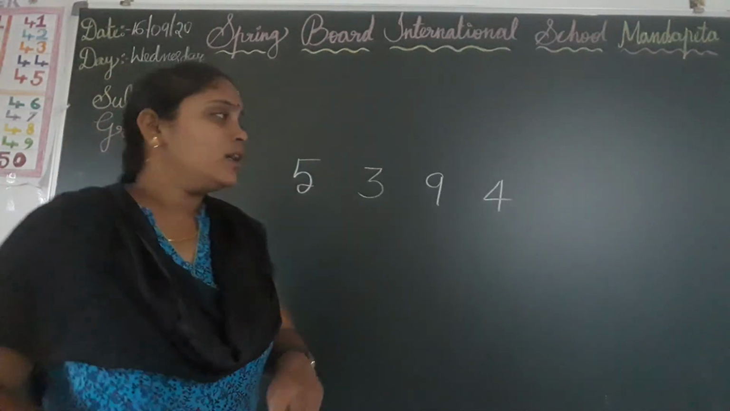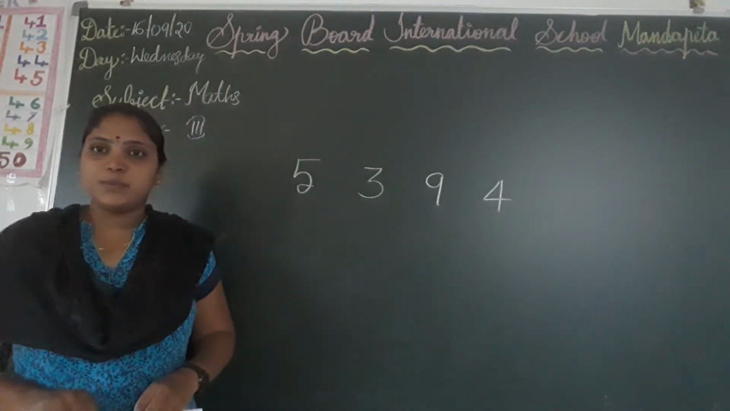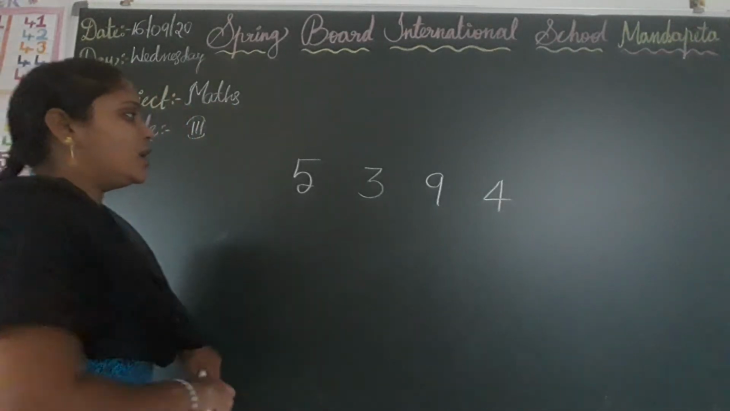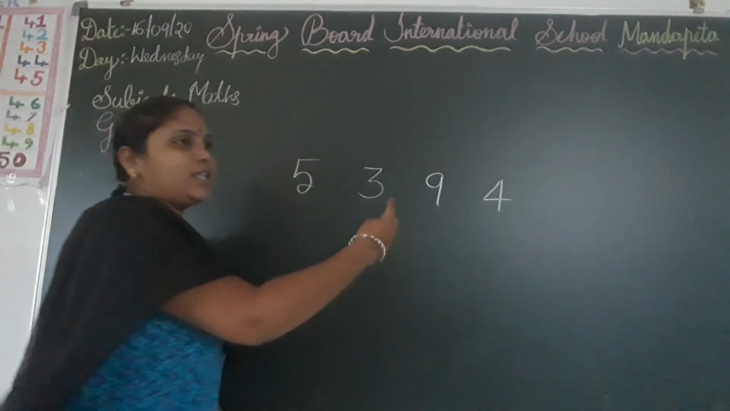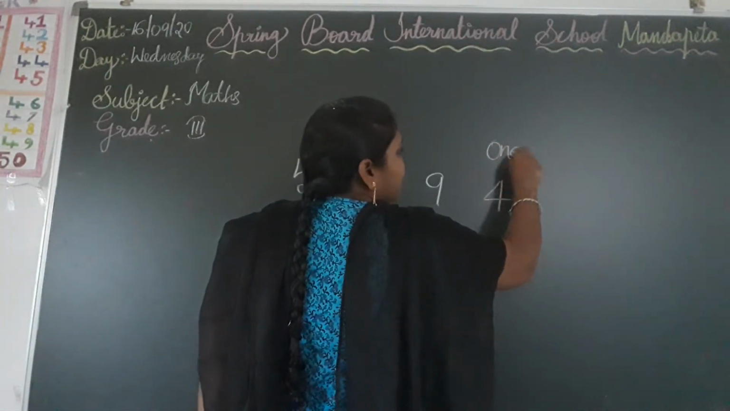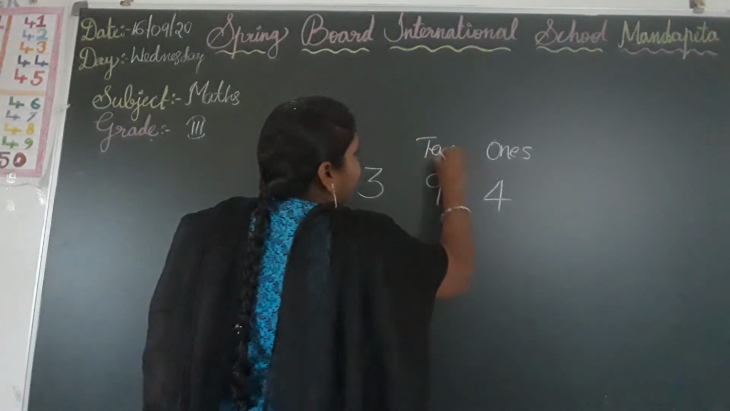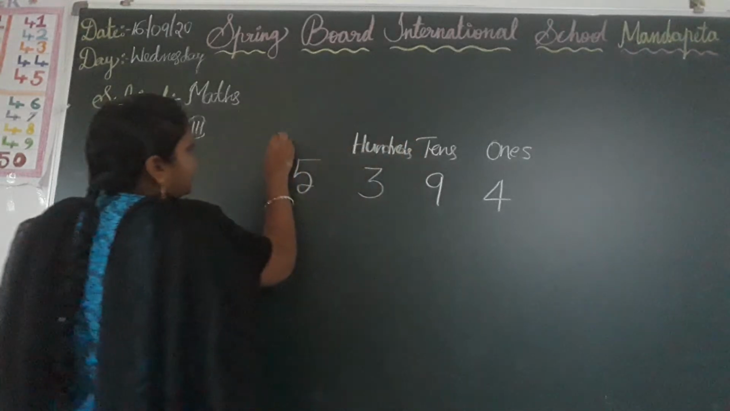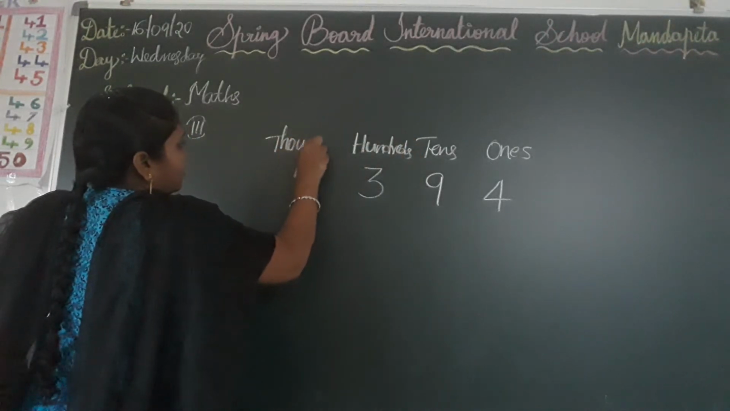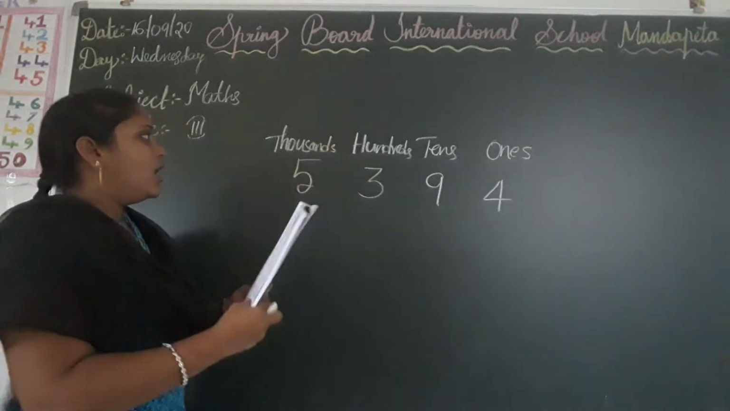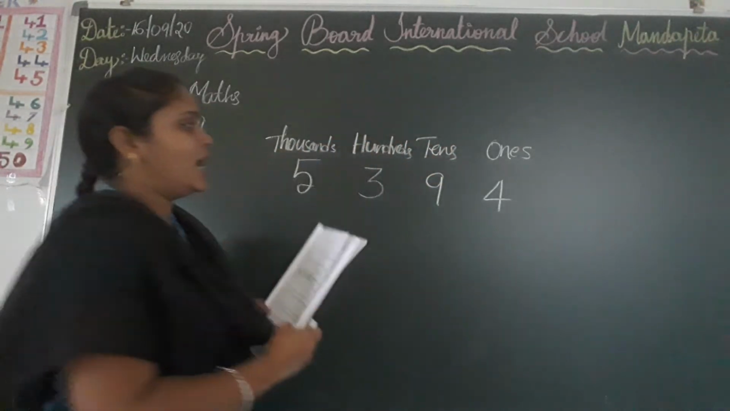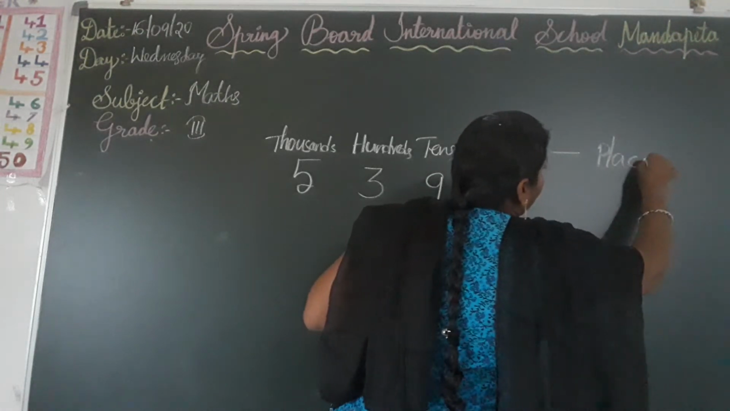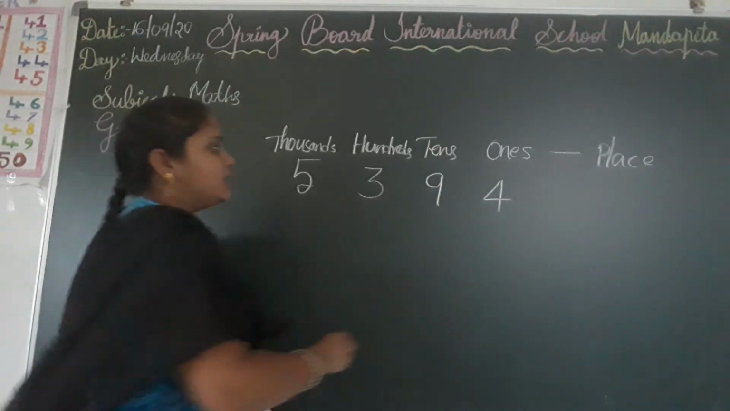So here the face value of a digit helps to know the place value of a number. Now we'll go with one example. Give the places: it is ones place, it is tens place, it is hundreds place and it is thousands place. Okay children, so here ones, tens, hundreds and thousands. These all are places.